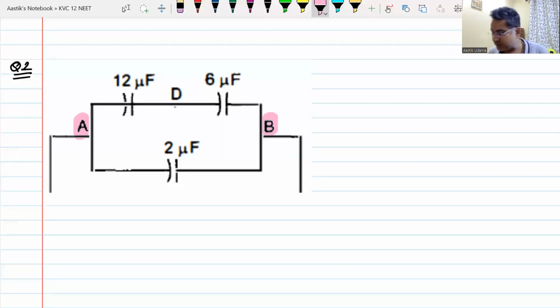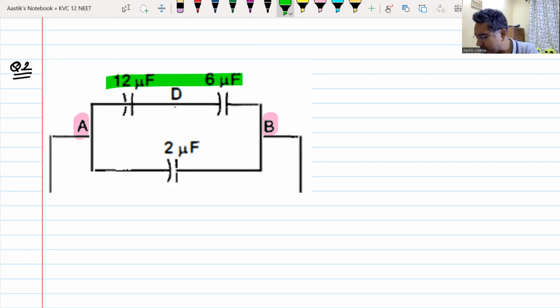So, how am I supposed to do this, beta? You can see here this 12 and 6 capacitor, they are in series, same charge will flow through them. So I can find out the equivalent capacitance of this combination. How can I find the equivalent capacitance? It will be C1 C2, 12 into 6 divided by C1 plus C2, 12 plus 6. So I think from here you will get 4 as the answer.